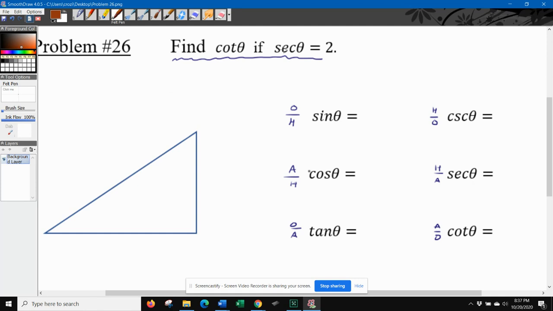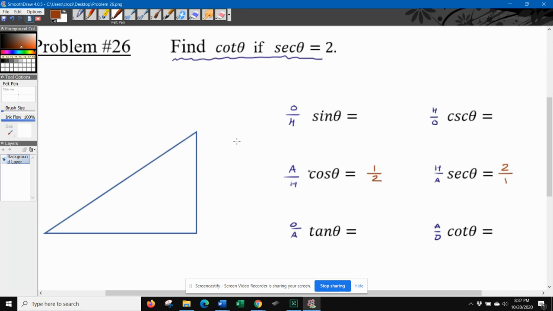It says find cotangent if secant is 2. Well, secant is 2 means over here we have 2, and of course 2 is over 1. So we know this value, and if I know secant, then I know cosine. So that's 1 over 2. Now I can take this information and start putting it in my triangle.